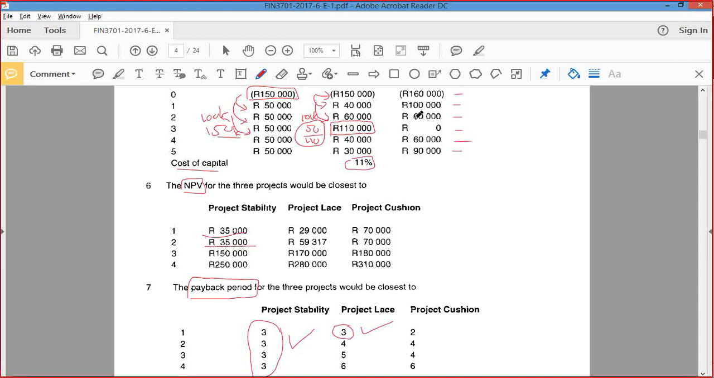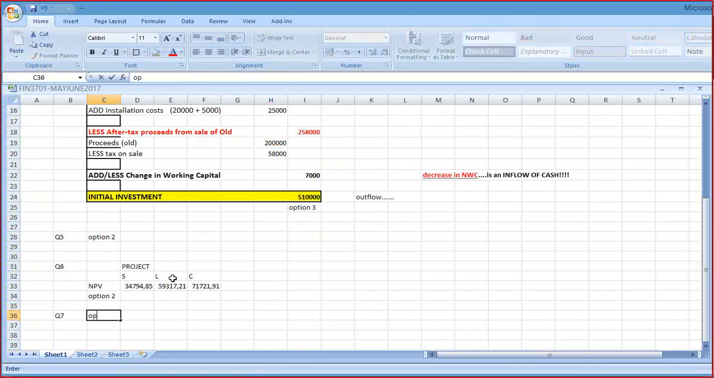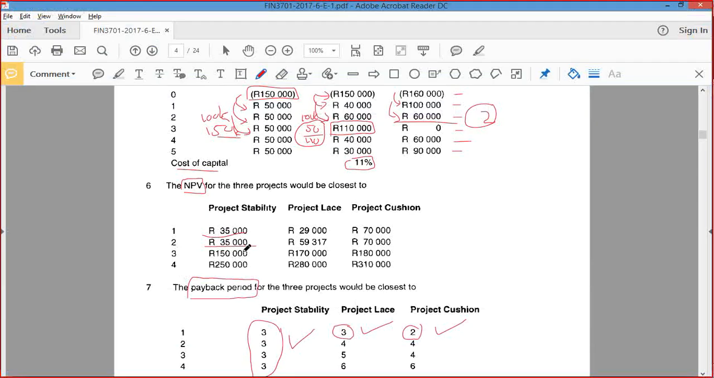Right, and then the last one, obviously 100 in the first year, 160 in the second one, 2 years. 2 years to pay back, option 1. Easy. Cool. You're just adding and you're looking at when do you receive all the money that you've invested.